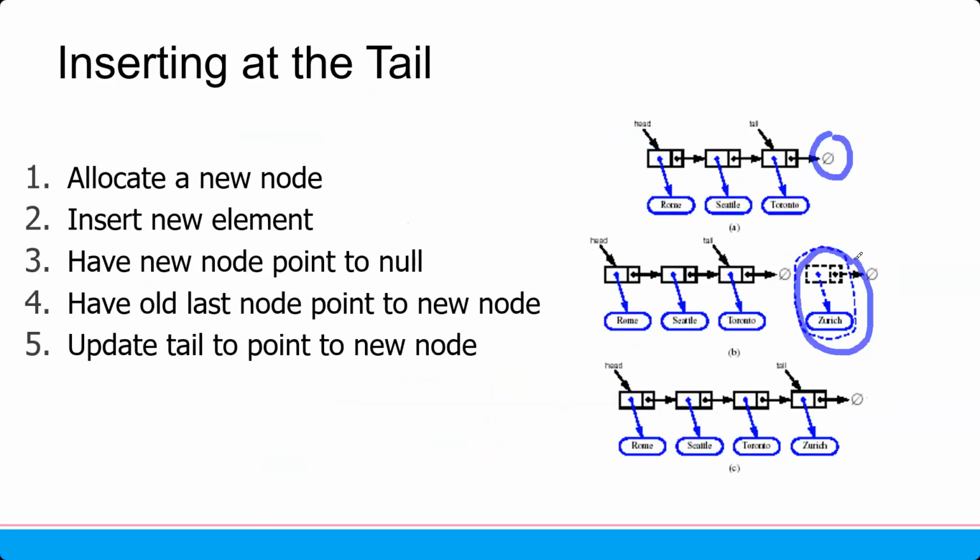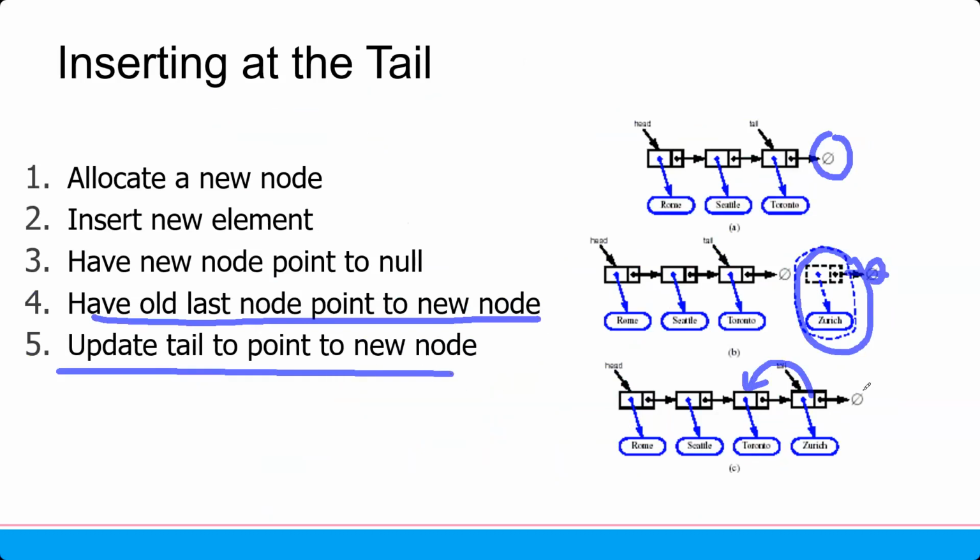Because we are going to add a new element here, the new element now is pointed to null. And then the old last node is now connected to the new last node, and then we update the tail. So we remove the tail from Toronto and we update the tail. Now it is Zurich. So that's the step for when we want to add a new element at the tail.